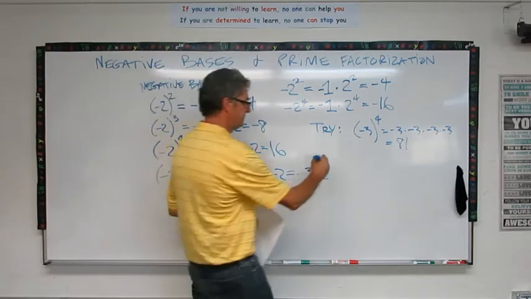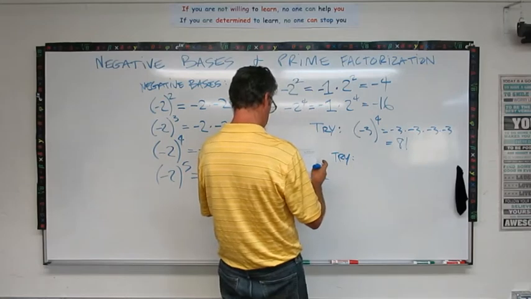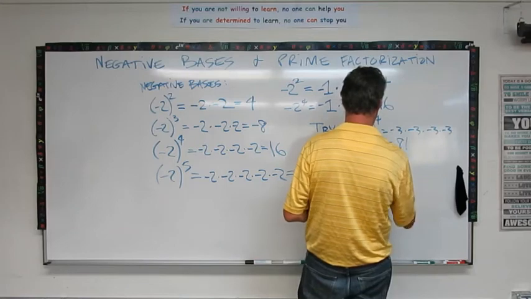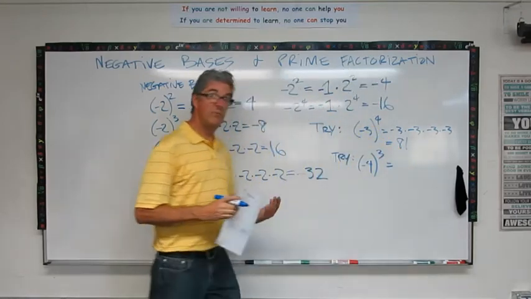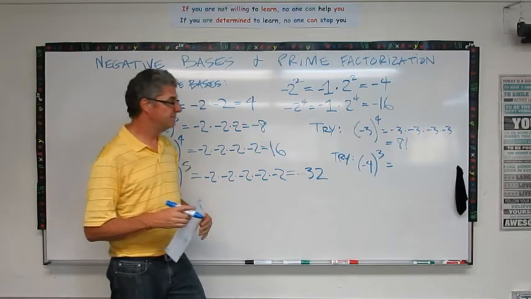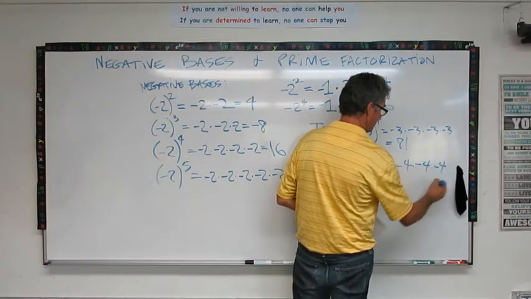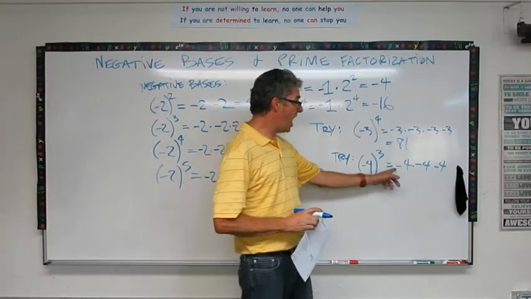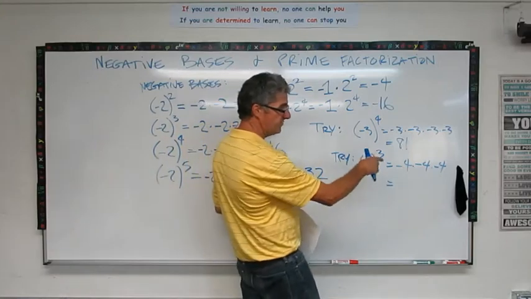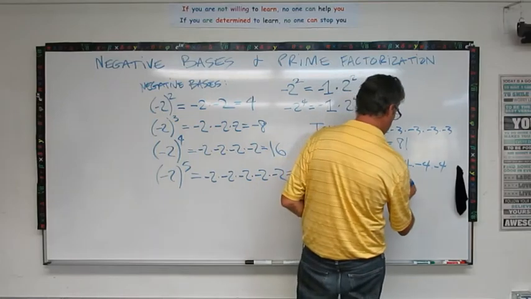Here's another one to try. Let's just do negative 4 to the 3rd. Okay, pause the video. Do negative 4 to the 3rd power. Let's see how you did. This one's negative 4 times negative 4 times negative 4. So I have an odd number of negatives, so my answer is going to be negative. And 4 times 4 is 16, times 4 is 64. And it's negative.